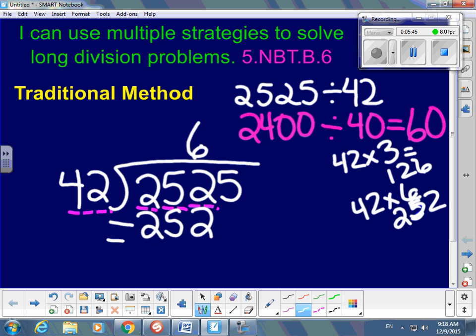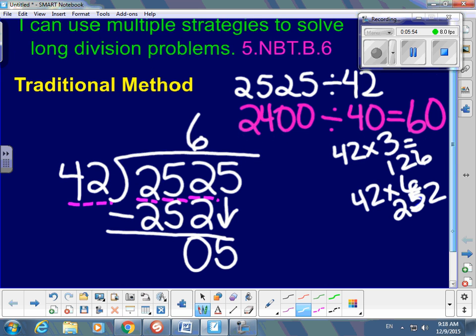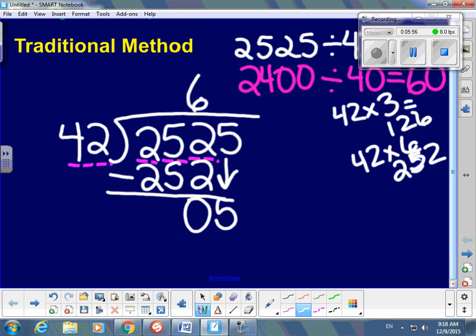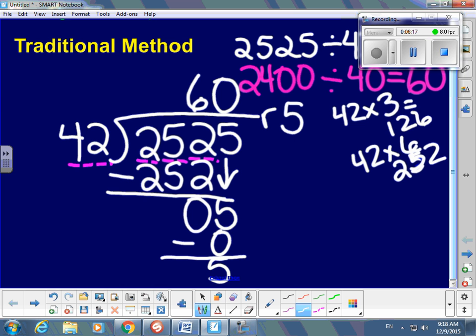No, we need to subtract. That equals 0. Bring down the 5. Does 42 go into 5? No. So are we done? No. Good job. We're not done. What do we have to put in our quotient, Campbell? A 0. 0 times 42? 0. Subtract. 5. What is that 5? Our remainder. Okay, so we have 60 remainder 5.